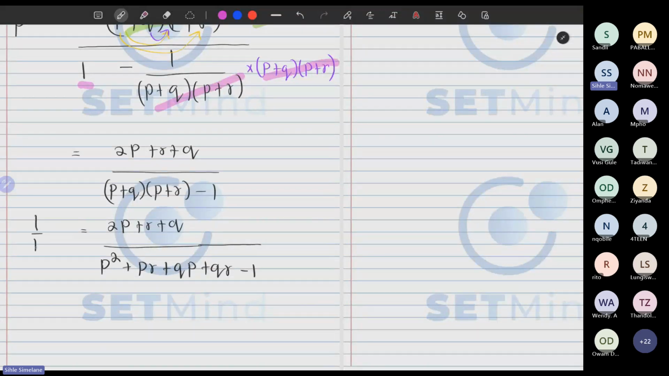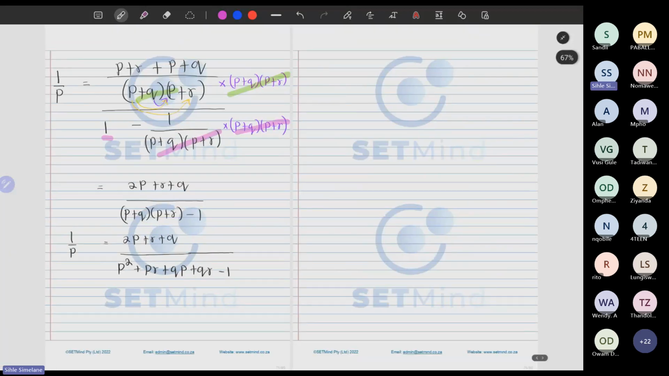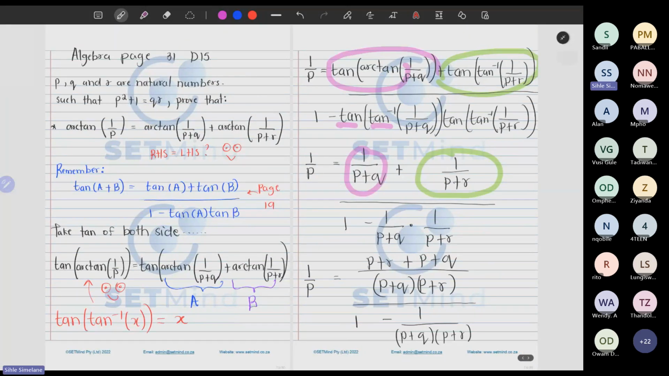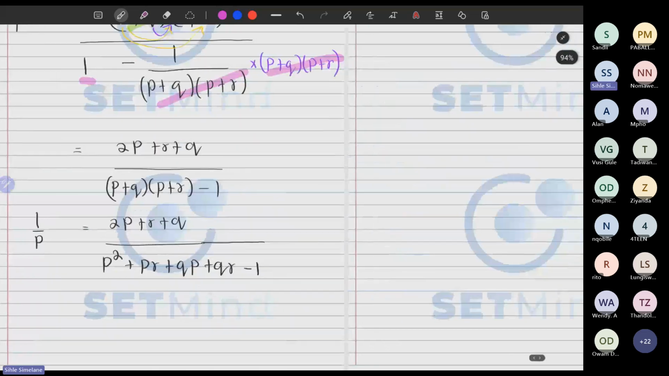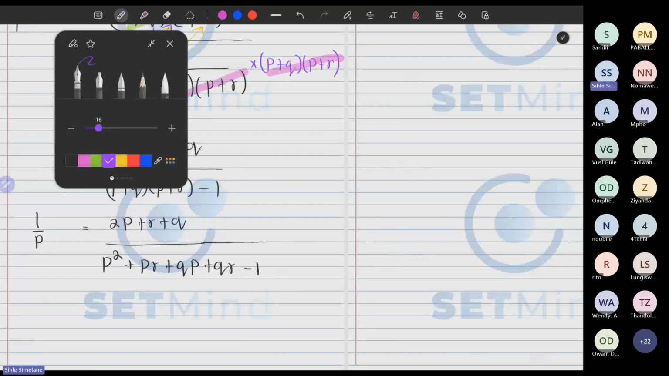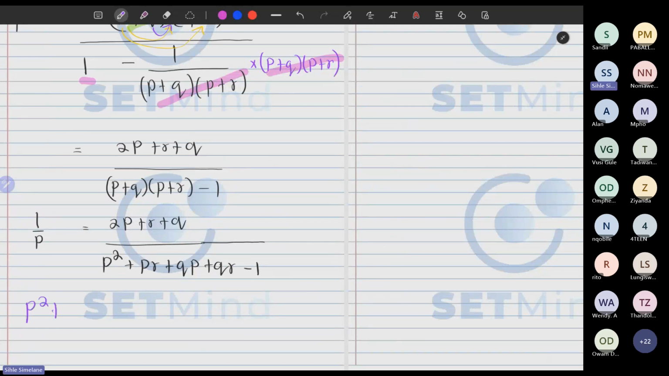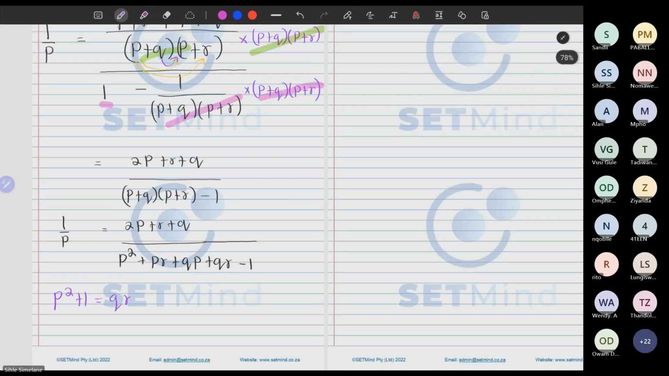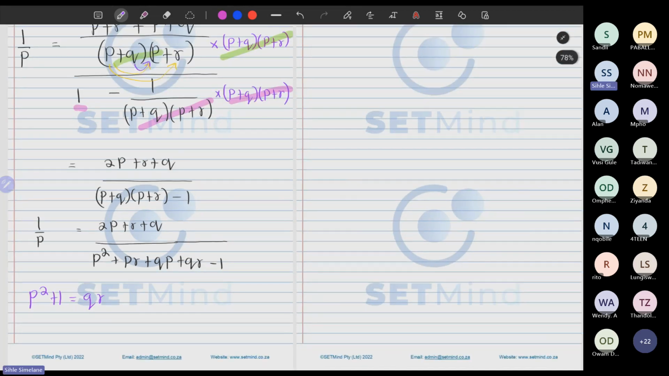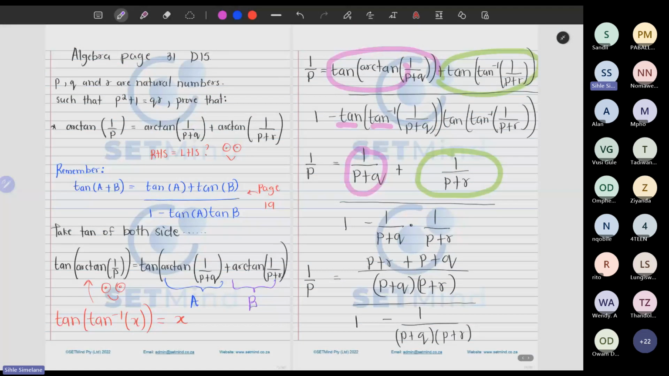So we are expecting this somehow to end up simplifying to 1 over P. We are hoping. Let's go and look at what they said to us. They said to us at the very beginning that P squared plus 1 is QR. So use this fact: wherever you see P squared plus 1, you can replace it with QR.